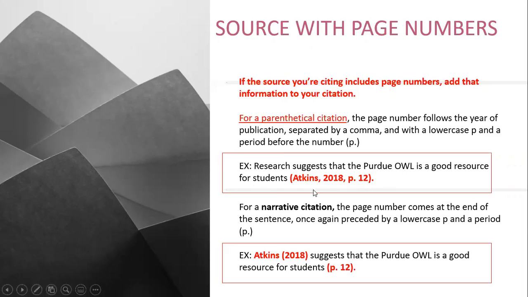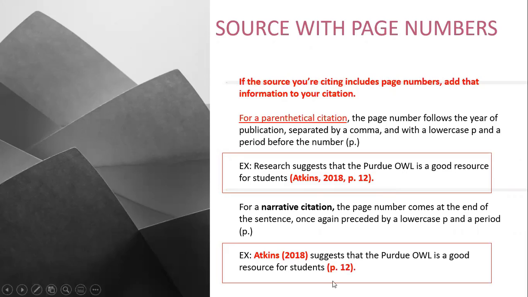So in this example from Atkins, it says here that Atkins, research suggests that the Purdue OWL is a good resource for students. And this is from Atkins 2018, page 12. What that means to me is that if I go and pull the article from Atkins from 2018, I know this idea is found specifically on page 12. And again, you would get this information from your article.